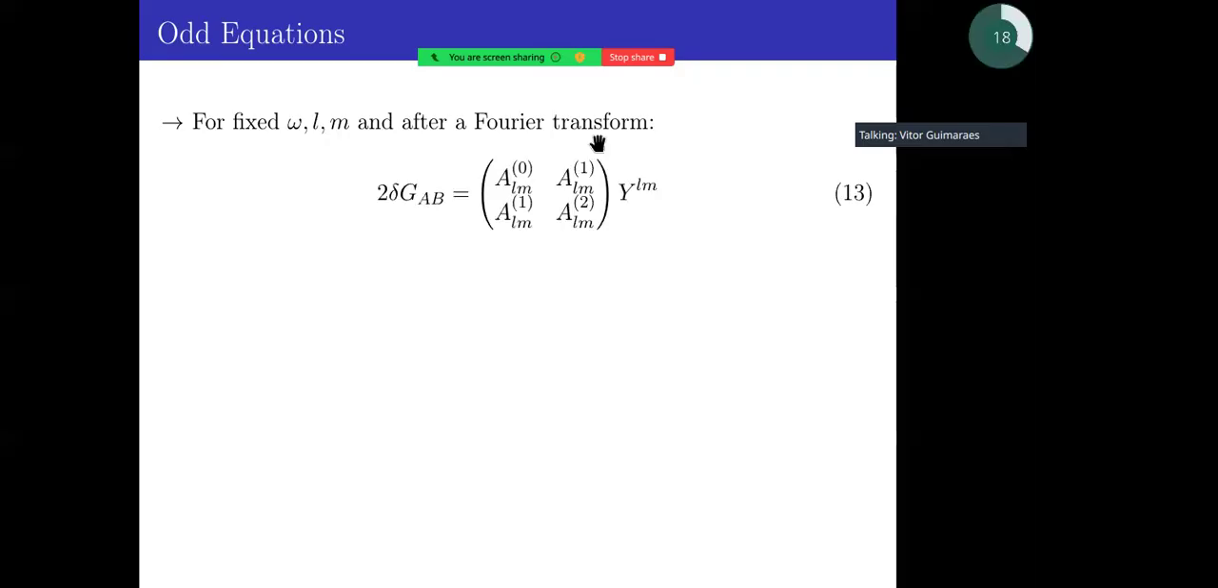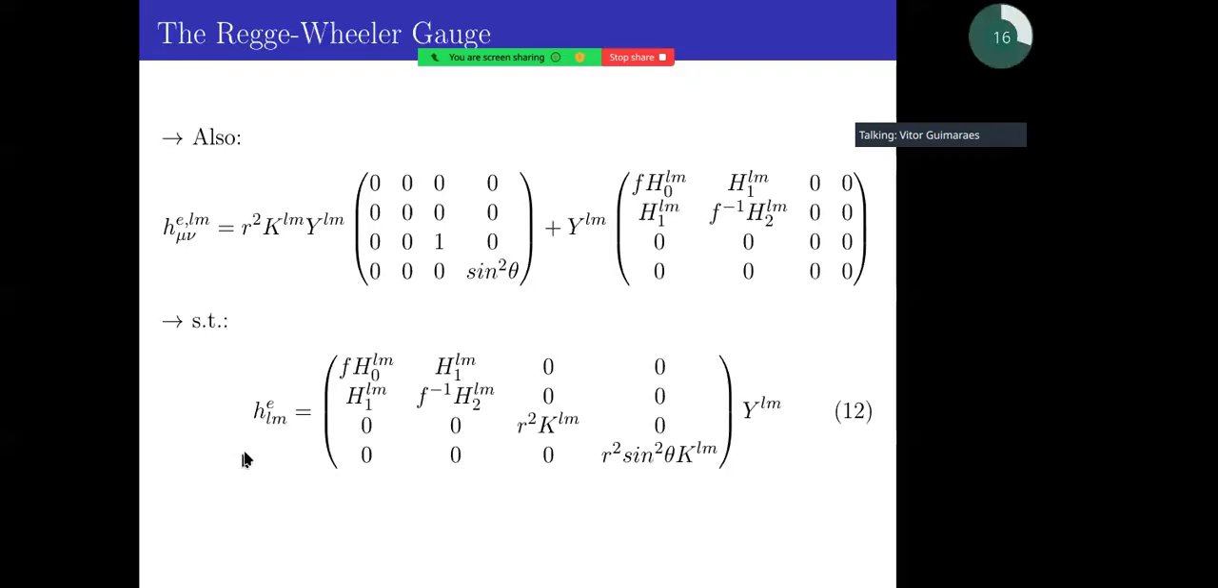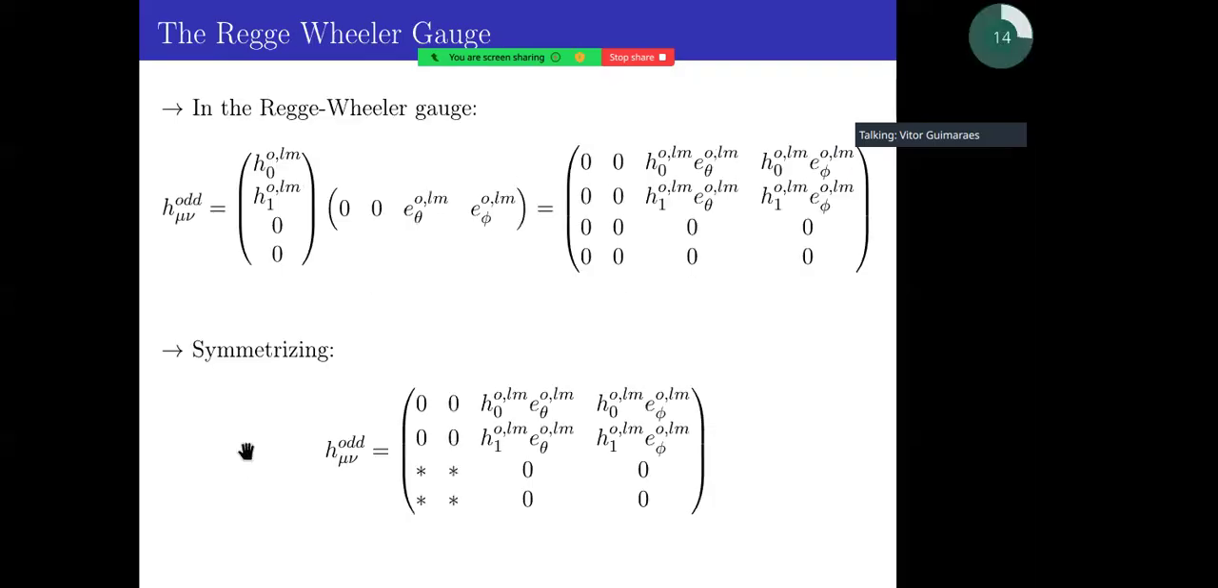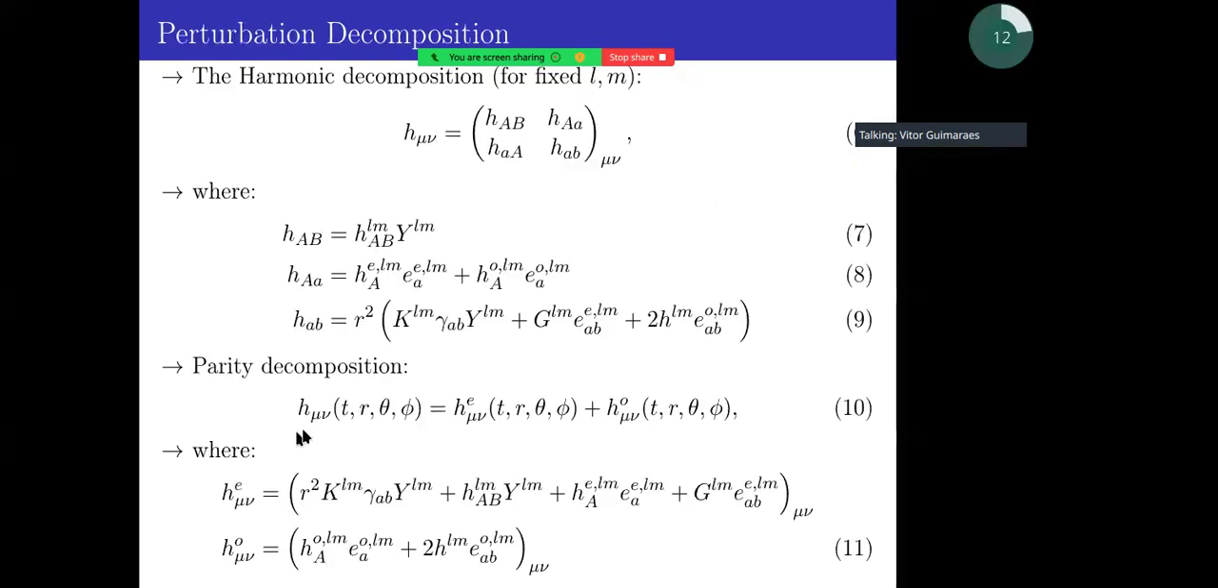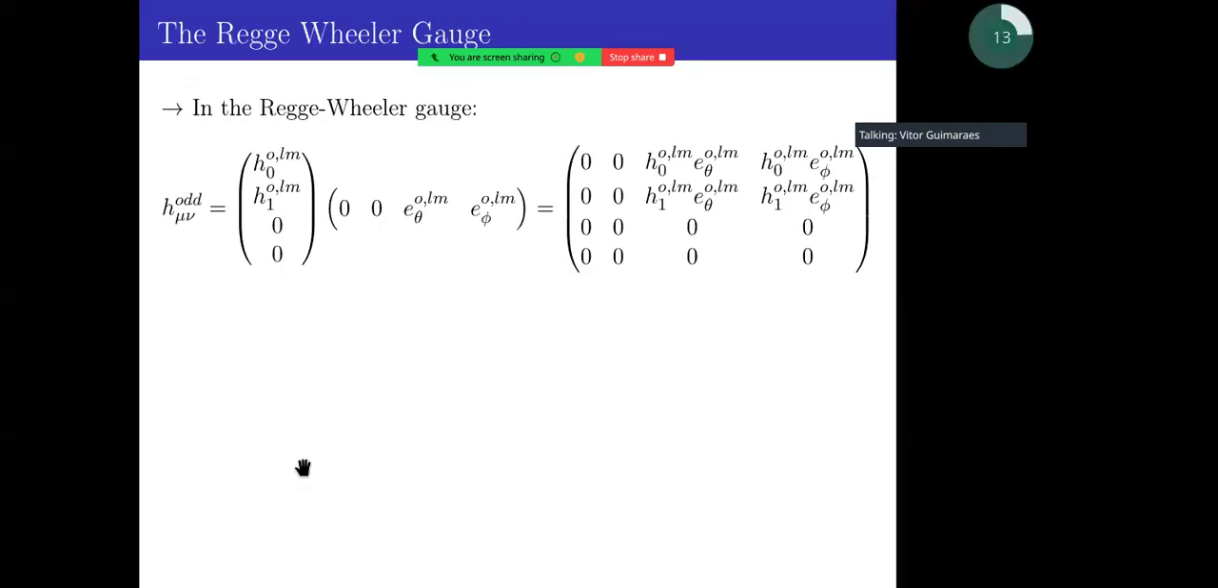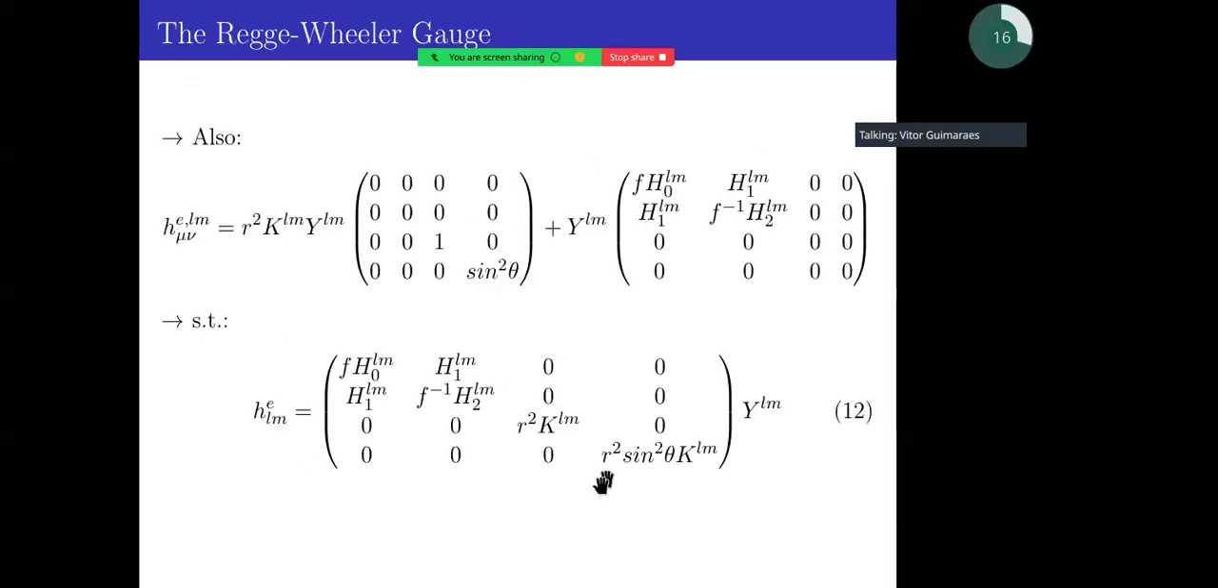So after the Fourier transform, if we put this together, we put this metric perturbation together with this, we sum them back in this. We saw who this is and who this is. Then we sum them and put them together. So we sum this matrix with this matrix here, and then we have the full perturbation.